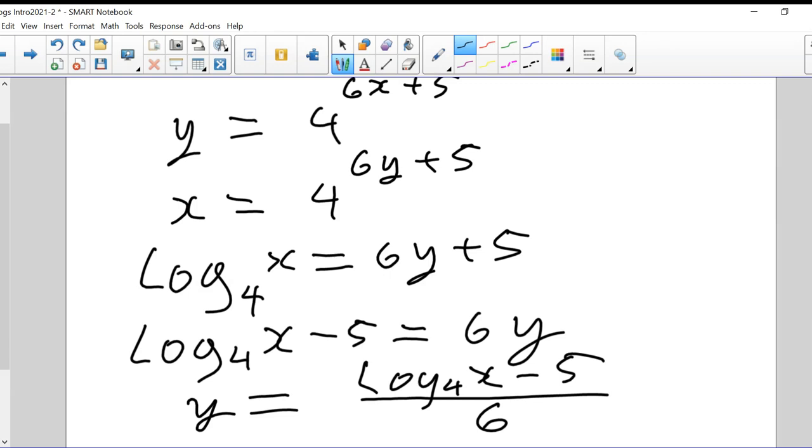Sometimes my subscripts don't look very good, so this is not the log of 4x. Let me just say that. It's the log base 4 of x. Actually, no, that's not right. It's a log base 4 of x on its own. I was just thinking that it was a log base 4 of everything, but it's not. It's just a log base 4 of x, and then the minus 5, then divided by the 6. So let me not confuse you by writing anything down which is incorrect.